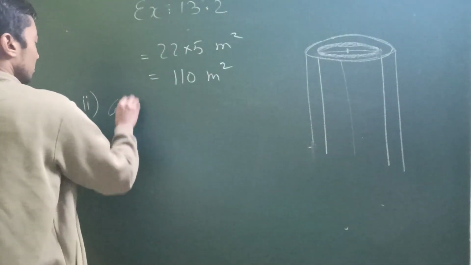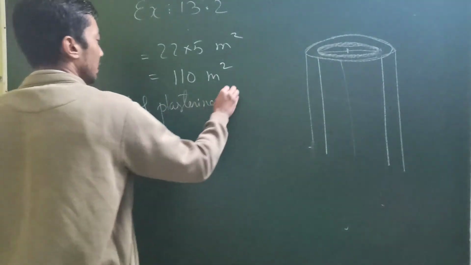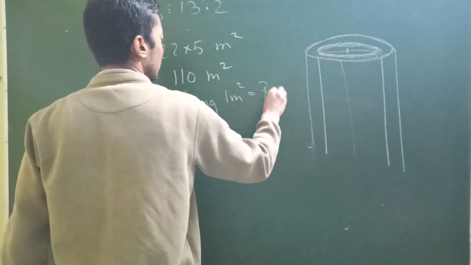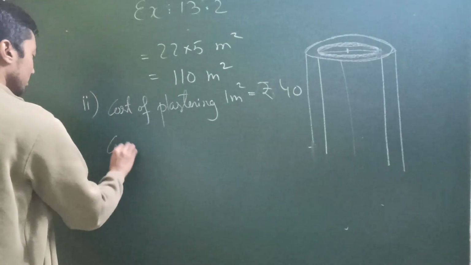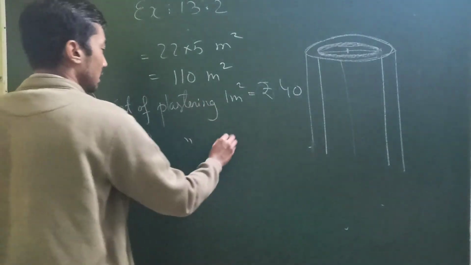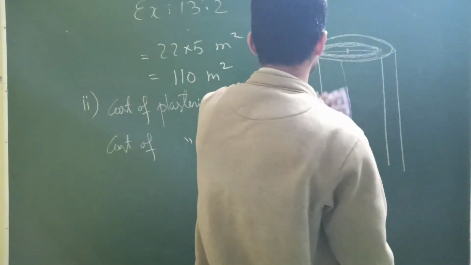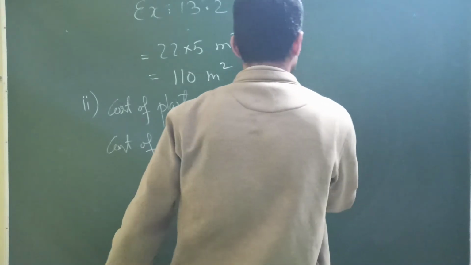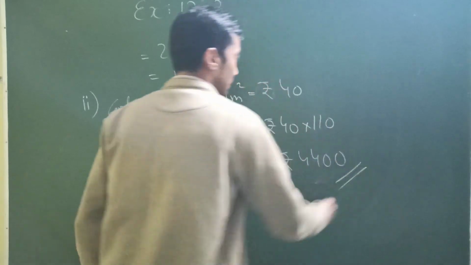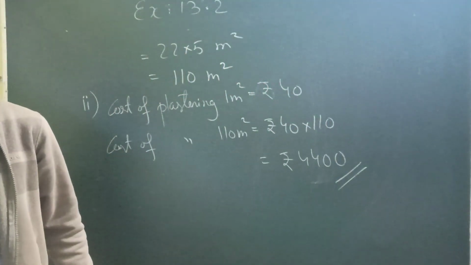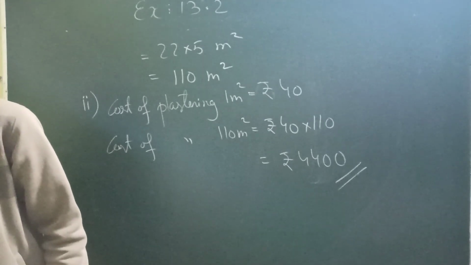So cost of plastering 1 meter square, rupees 40. So what will be the cost of plastering 110 meters square? That's going to be rupees 40 into 110. So that's going to be rupees 4400. So that will be rupees 4,400, total rupees required for plastering.